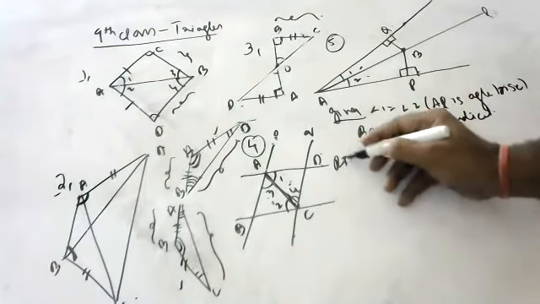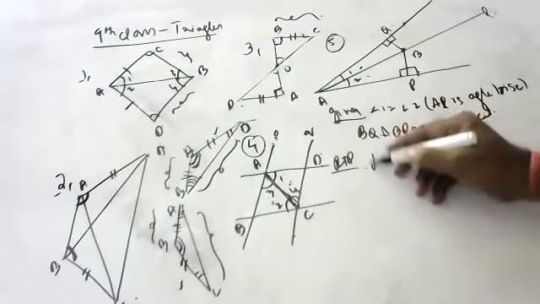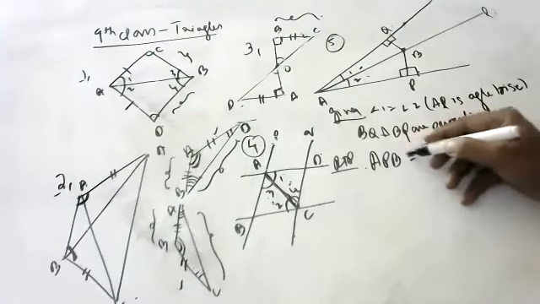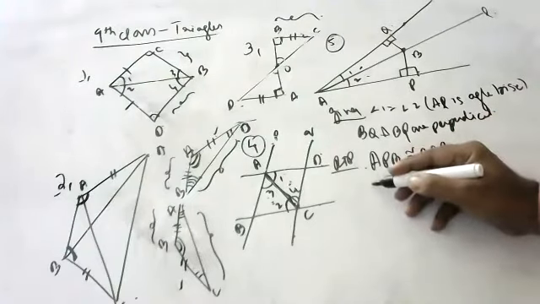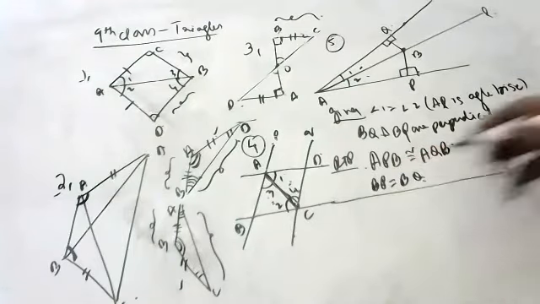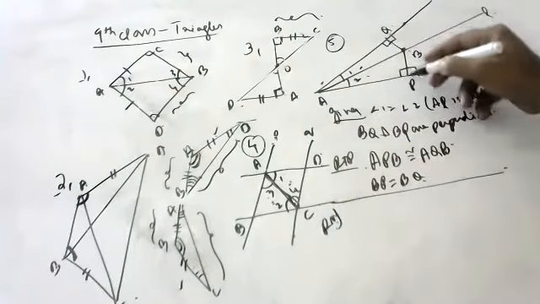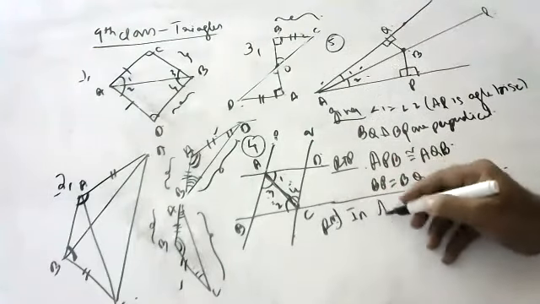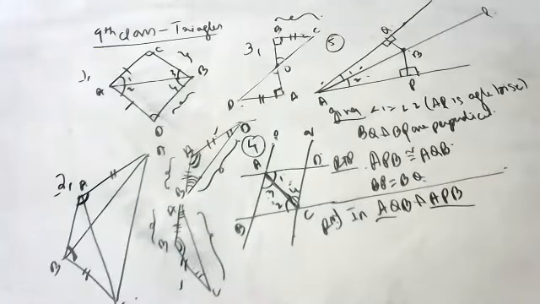Required proof. What is required to prove, children? We have to prove that APB is congruent to AQB, and also we have to prove that BP is equal to BQ. Okay, children, I'm doing the proof. It's a very easy proof. In AQB and APB, what happens?